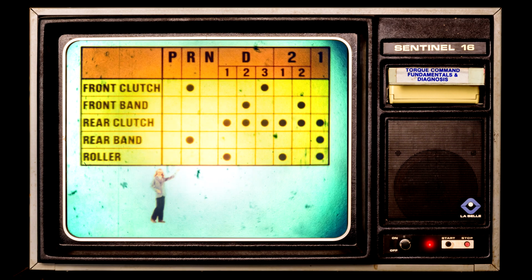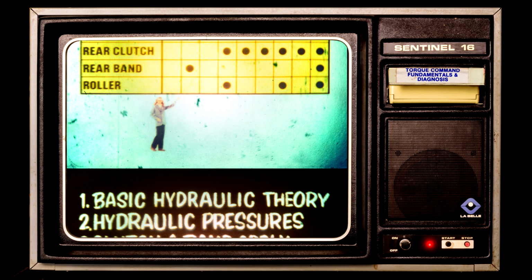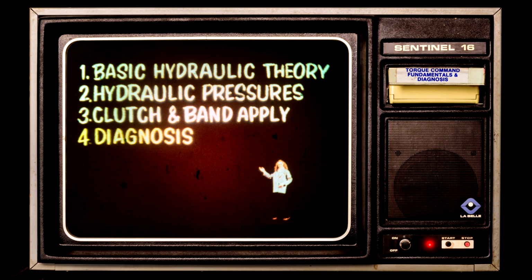This chart summarizes application of clutches and bands in each gear. Note that the rear clutch is applied in all forward gears. This clutch band application chart can really be a helpful service tool, which leads us into our next topic. Diagnosis. It's your key to easy servicing.